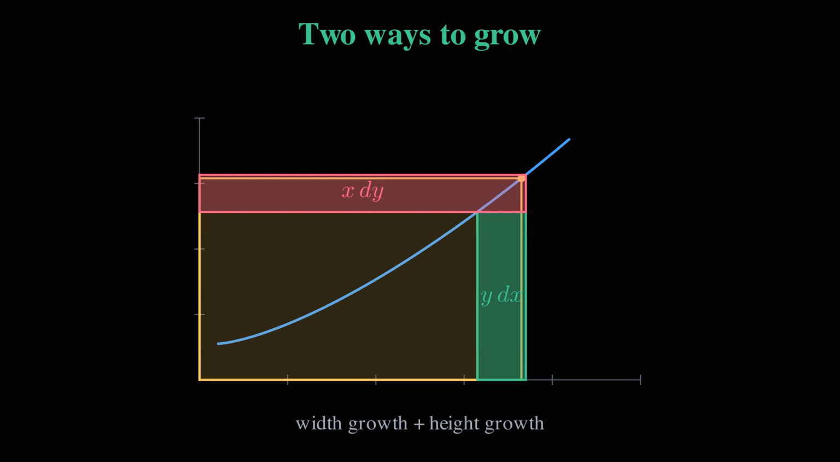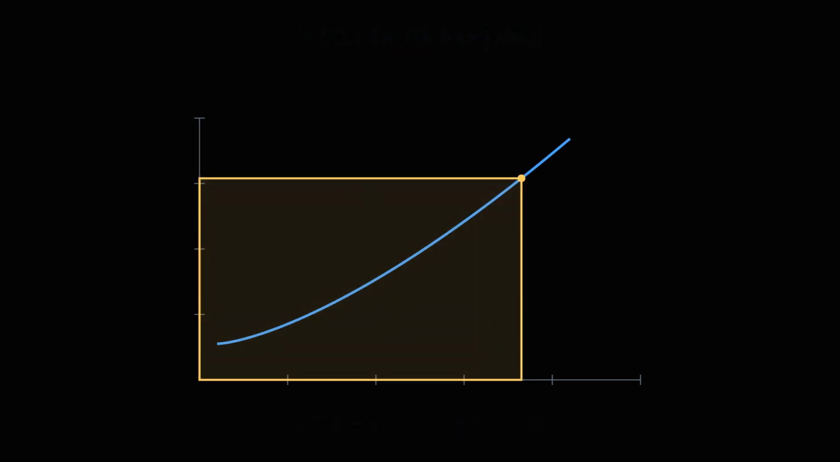Let us start with a curve rising gently from left to right. Pick a moving point on it. Drop a vertical line to the x-axis and a horizontal line to the y-axis. Together they make a rectangle. The full rectangle has area x times y, but the curve cuts the rectangle into two visual pieces.